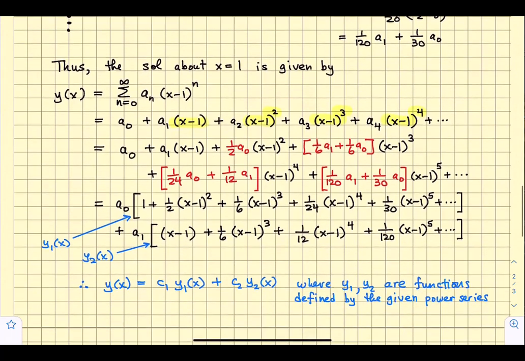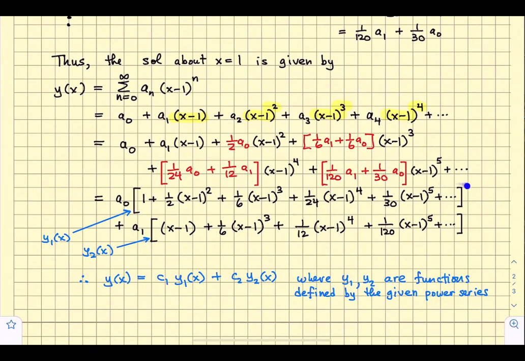Now, if you notice, this first quantity in brackets is itself an infinite series, a power series. And the second quantity in the brackets is a different infinite power series here. So notice what we've got. We've got an A0 times this function defined in terms of a power series. Think of it as being a y1 of x, plus an A1 times this function, which is defined in terms of a power series. Think of it as being a y2. So what we've just found is a 2-parameter family of solutions for this second order differential equation. That's exactly what our theory says should happen.